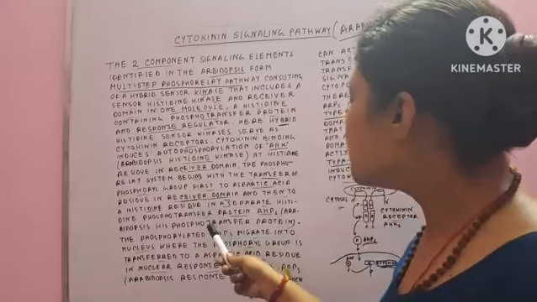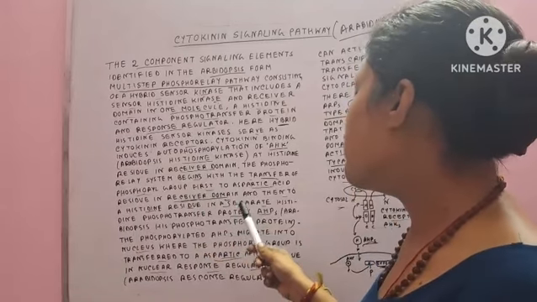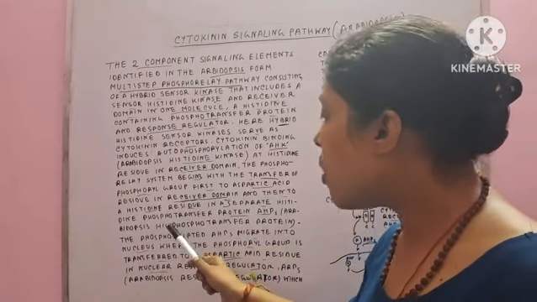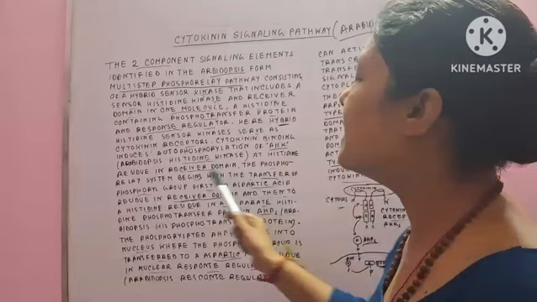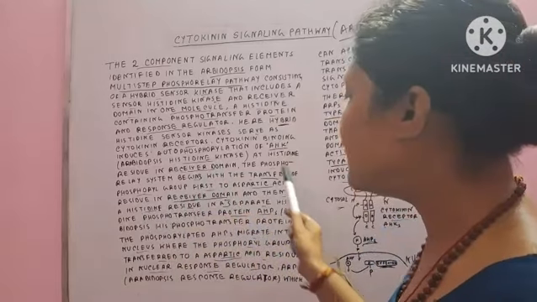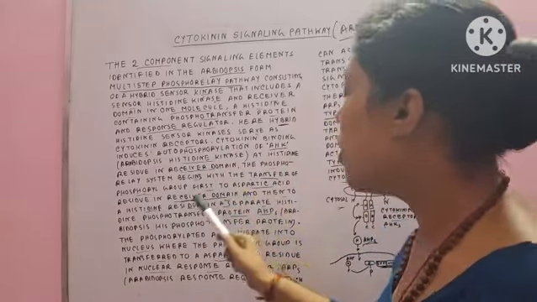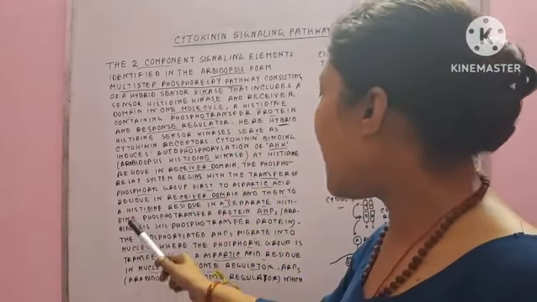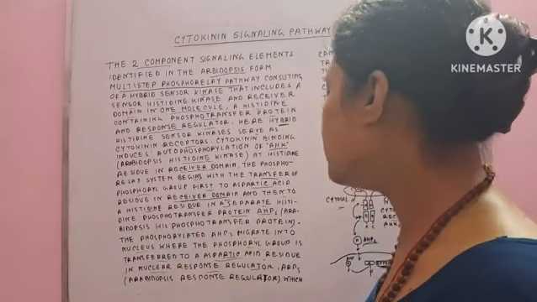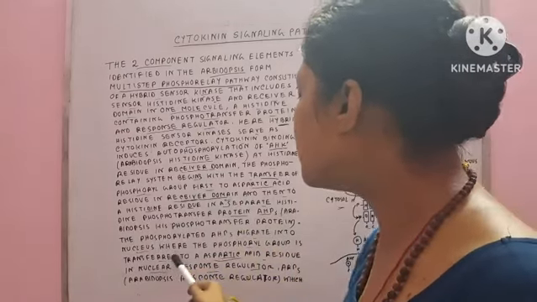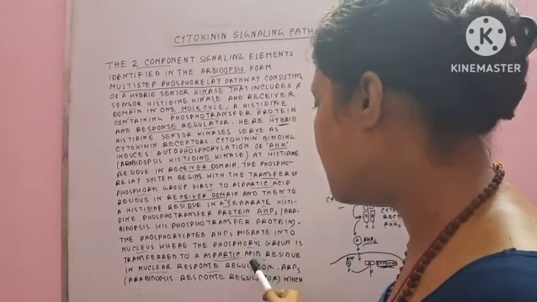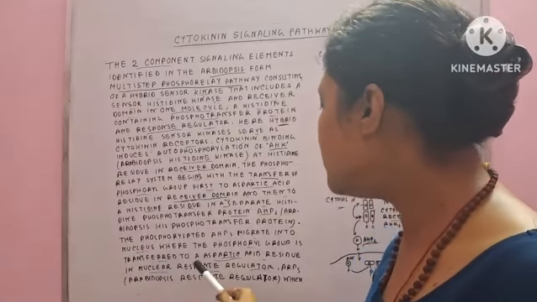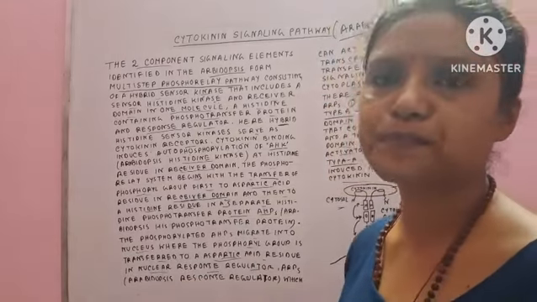Now this phosphotransfer protein migrates into the nucleus in the phosphorylated condition. Clear? After entering the nucleus, this phosphoryl group is transferred to the aspartic acid residue. Where is this residue present? In the nuclear response regulator.